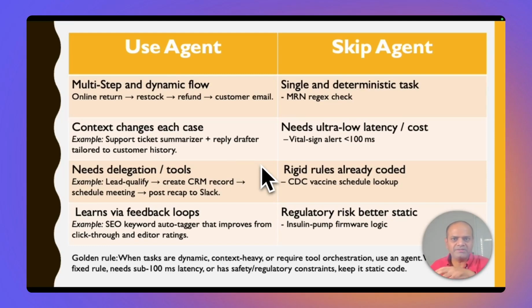So the golden rule is: when tasks are dynamic, context heavy, and require tool orchestration, use an agent. When it's a fixed rule, needs sub-second, millisecond latency, has time constraints, or has safety or regulatory constraints, keep it static software, skip the agent.